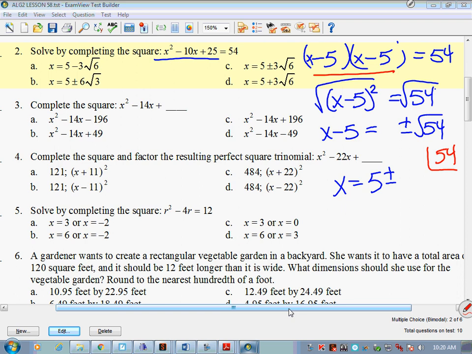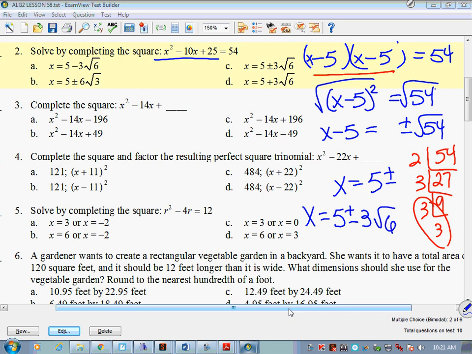Okay, what can I divide 54 by? 2, that's going to be 2 and what? 27? Will 27 divide by anything? Or 3? Well, yeah, but I want to keep it prime, and 9 isn't prime. So that would be 3 and 9. Be 3 and 3. Is that correct? So what I wind up with there is I've got 3. So x equals 5 plus or minus 3 radical 6.